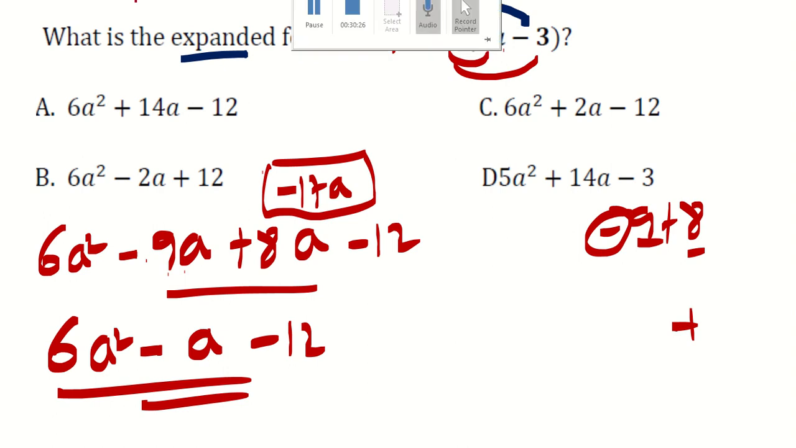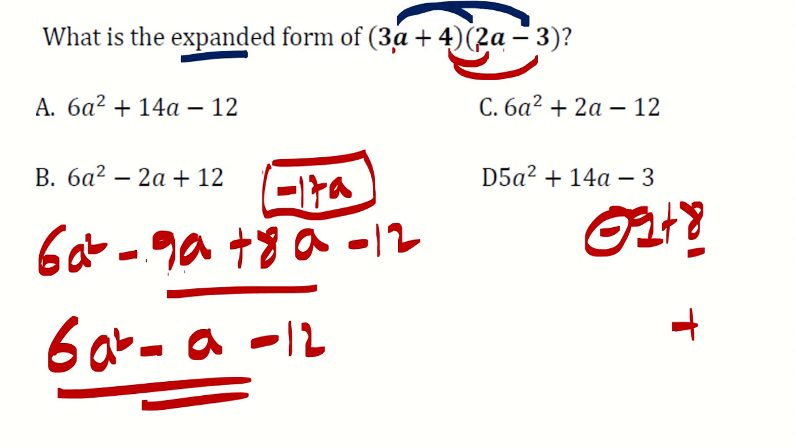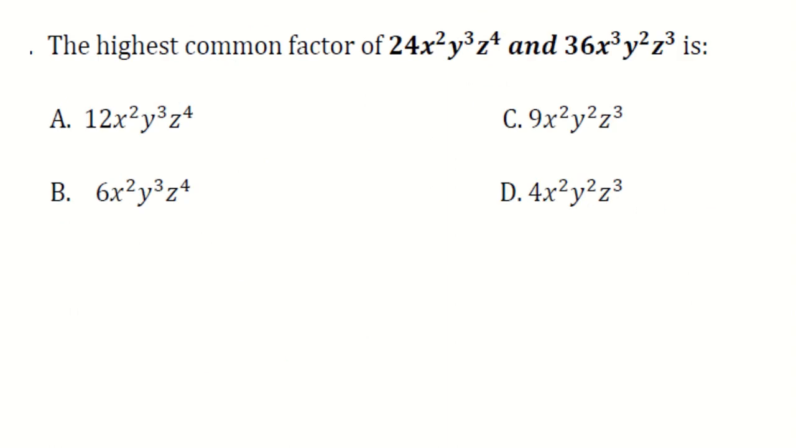Okay, once again, 3a times 2a is 6a square, 3a times negative 3 is negative 9a, 4 times 2a will be 8a, and 4 times negative 3 is negative 12. So this is the answer. It's not found in the choices. It's okay, it happens. These are typing errors, but the answer is this one. Let's continue to the next one.